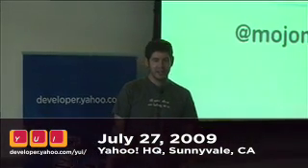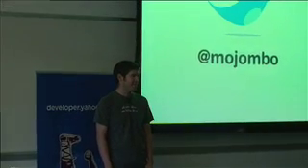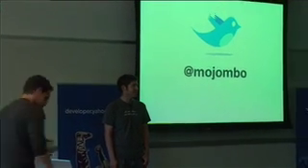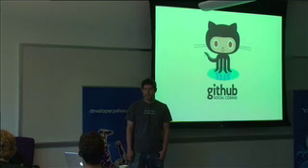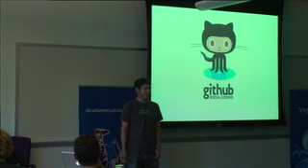So my name is Tom Preston-Werner. My Twitter is Mojambo, and that's generally what I go by online. So if you're looking for me, that's the name to use. I work at GitHub, obviously, co-founder.